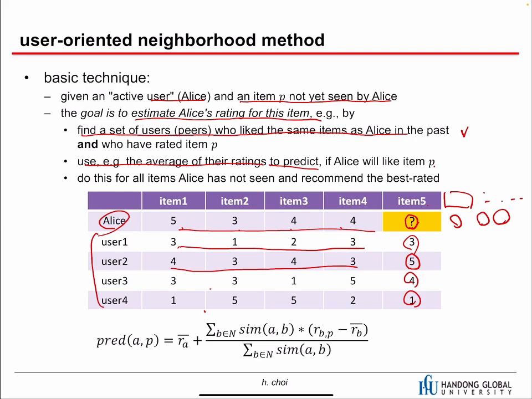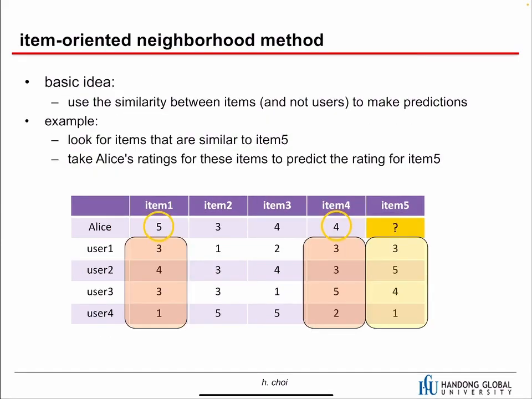Then we can use this similarity as a weight, and this one is the rating from other users. And then we use this term to adjust the bias. If similar users have a high rating, then this one will have a high score. So that's the basic idea.